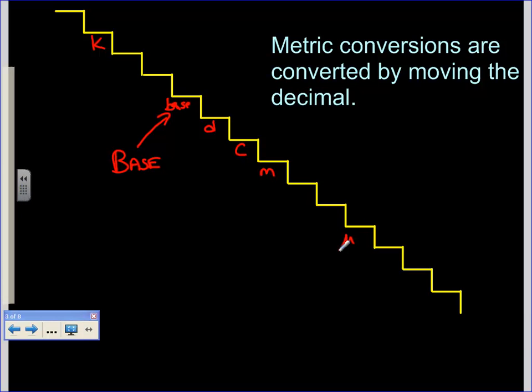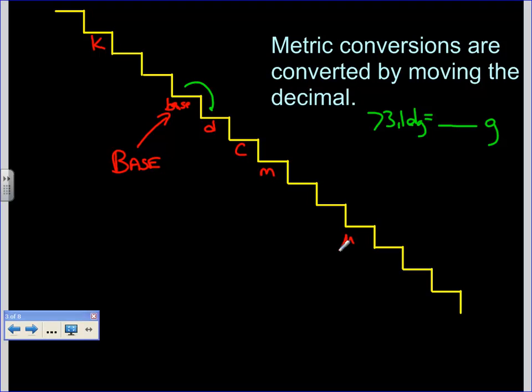Okay, and so the way that we're going to work these is if you look at number 1 on your sheet, where we've got 73.1 decigrams. Okay, so let's write that down. So we get 73.1 decigrams. That's dg. Okay, little d, little g. And we want to convert that into grams. Okay, pretty common type of conversion. You've got one unit, you need to turn it into the other.